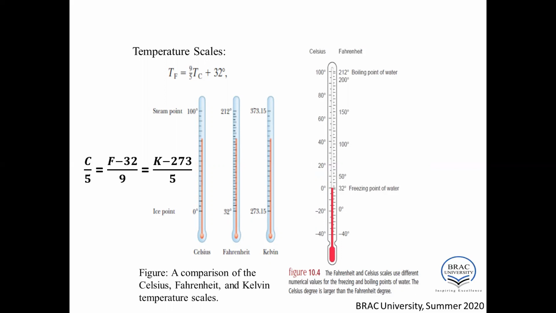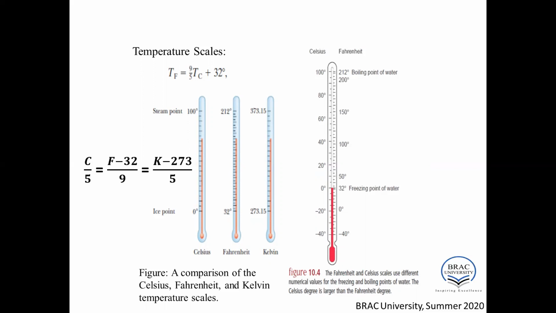First one is the Celsius scale, second one is the Fahrenheit scale, and last one is the Kelvin scale. The Celsius scale is denoted by C, Fahrenheit by F, and the Kelvin scale by K. The relation between these three scales is C by 5 is equal to F minus 32 by 9 is equal to K minus 273 divided by 5. By using this equation, you can convert a temperature from one scale to another.